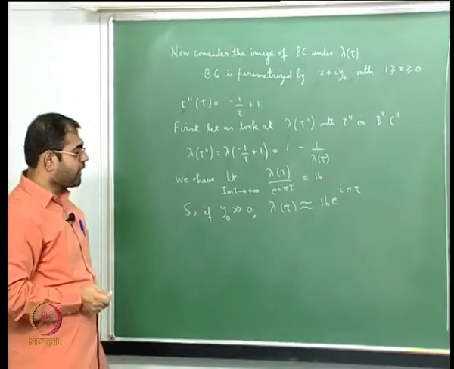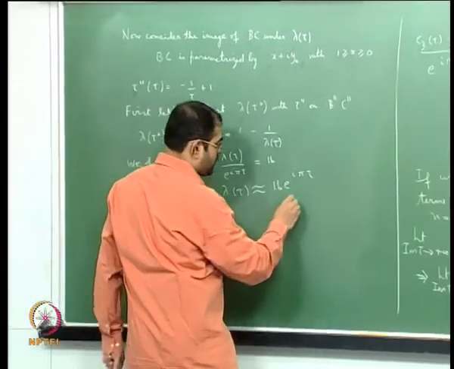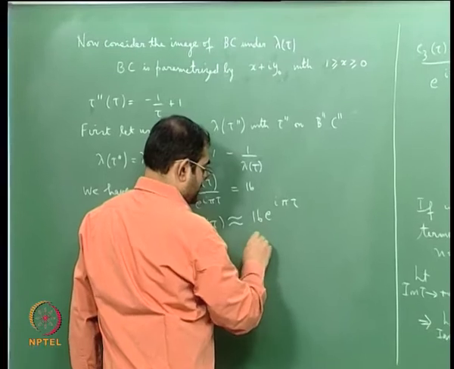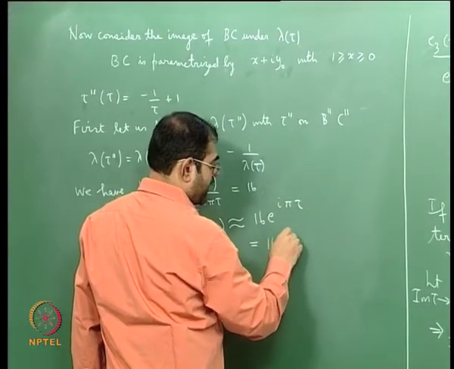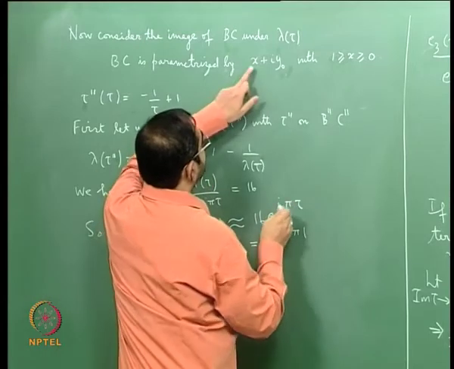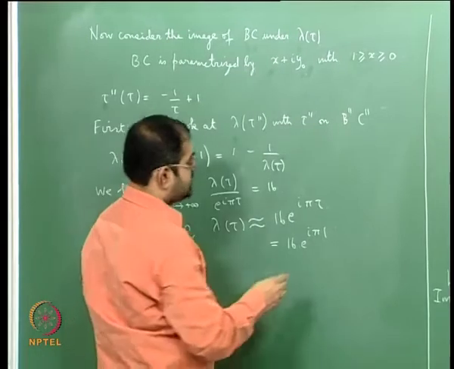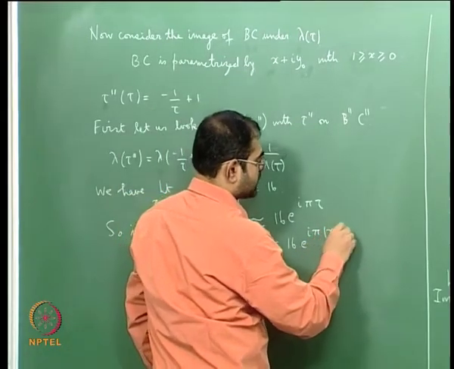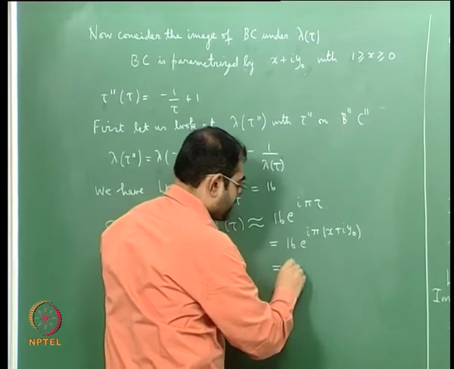And what is this 16 e power i pi tau? 16 e power i pi tau is just 16 into e power i pi, my tau is x plus i y naught. So it is e power i pi x plus i y naught, right.